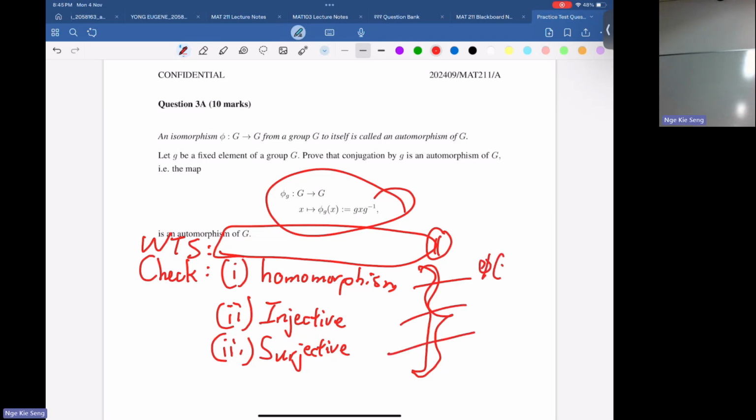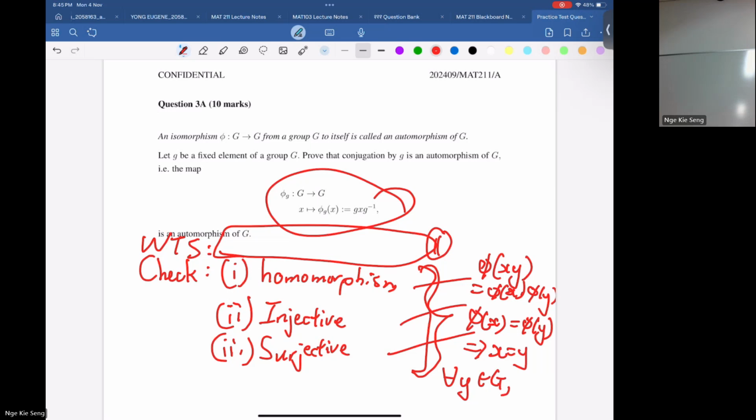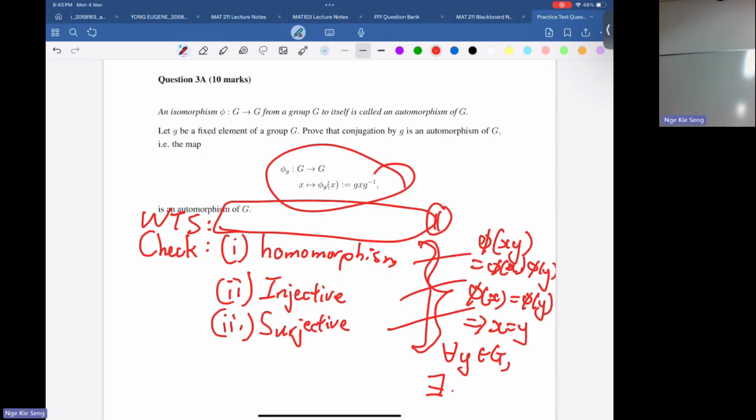Do you know the homomorphism property? Okay. Do you know how to show injectivity? f(x) equals f(y) implies x equals y. Do you know how to show surjectivity? Okay, if you can, full marks are yours. Quite simple. Just that every step you need to know how you get it.